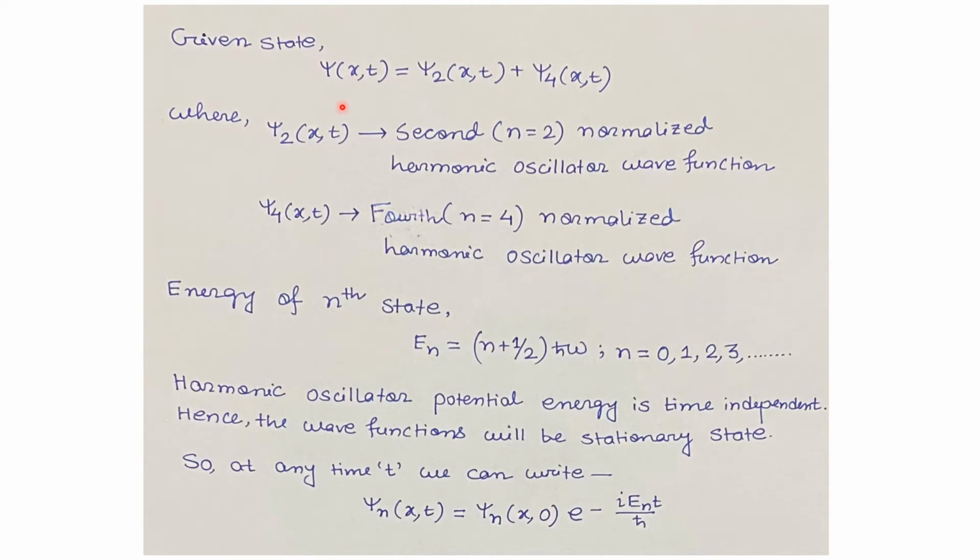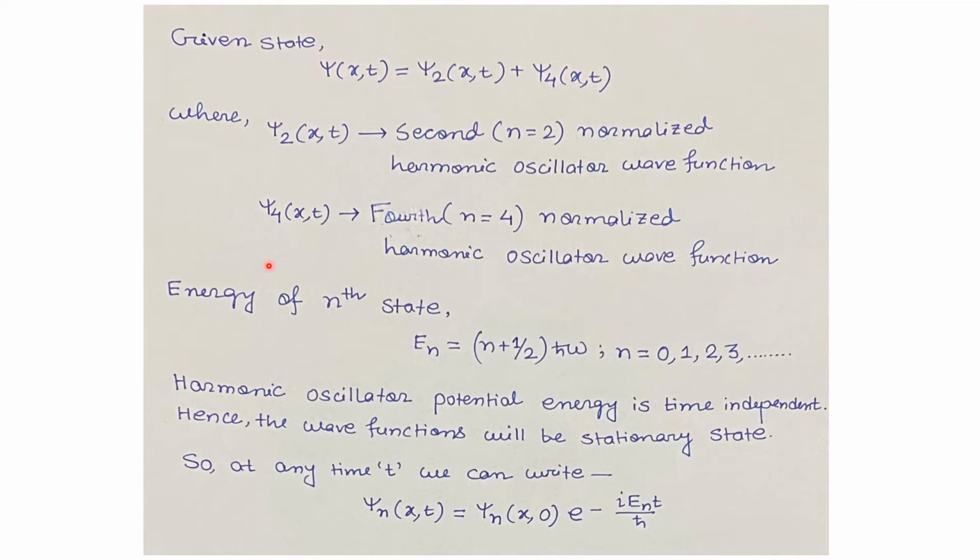It is given in the question that our wave function psi as a function of x and t is basically a linear combination or superposition of two different state harmonic oscillator wave functions, psi 2 and psi 4. Here psi 2 is the n equals 2 state normalized harmonic oscillator wave function, and psi 4 is the n equals 4 state normalized harmonic oscillator wave function.